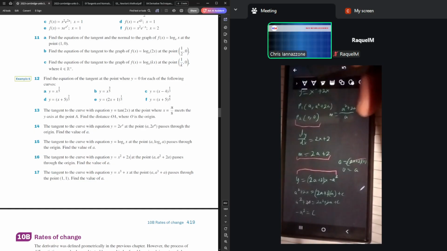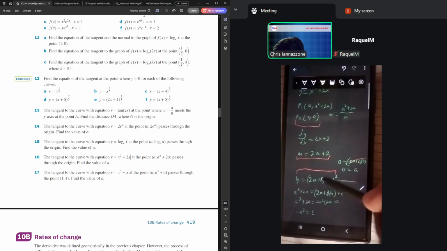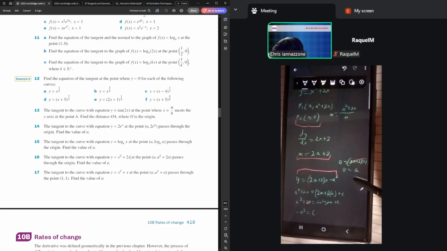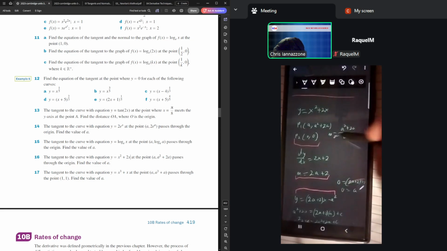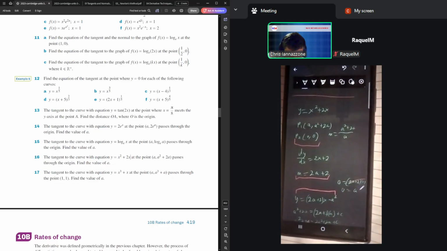Oh, wait, no, it wouldn't have been 0. Yeah, because a is 0, but then you're adding 2 to it. Yeah, okay, so that should be fine. Anyway, we have our expression for gradient here. We have our expression for gradient here. We can now make those two things the same.